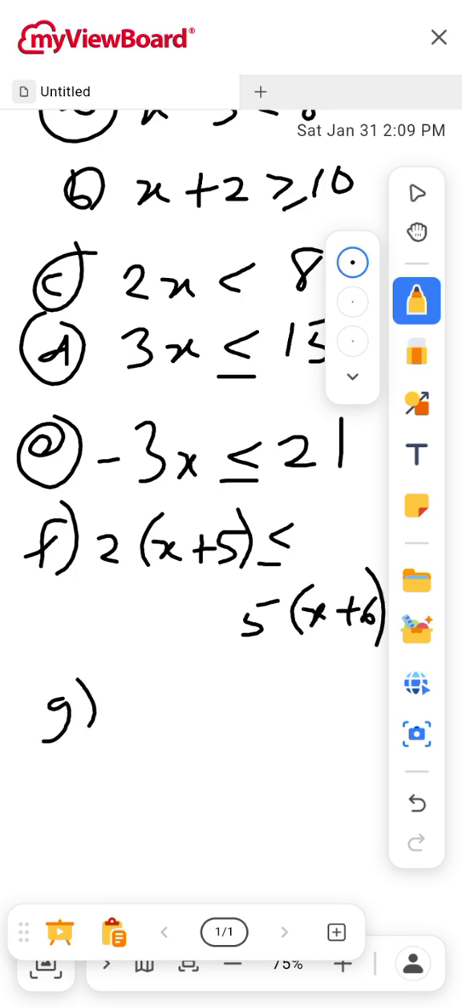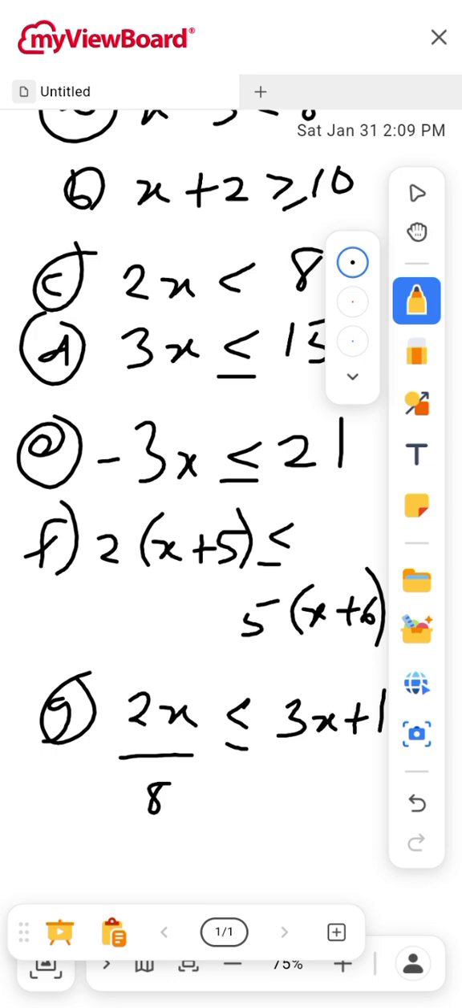Then G, 2x over 8 less than or equal to 3x plus 1 over 2.